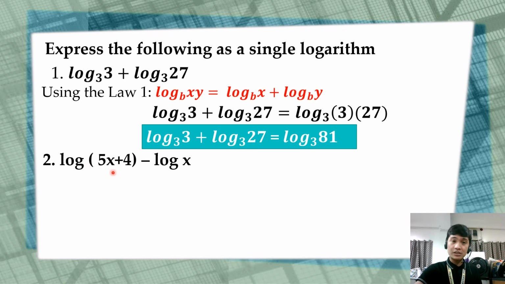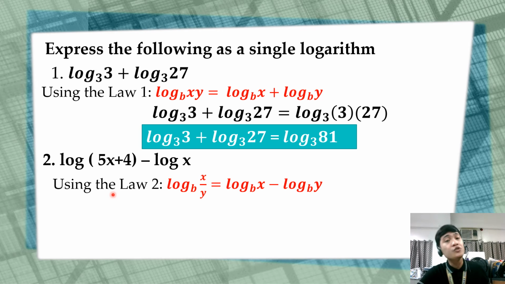Logarithm of quantity 5x plus 4 minus logarithm of x. So in this case, if you check our example number 2, we are actually getting the difference of two particular logarithmic terms. The mere fact that we are getting the difference of two particular logarithmic terms is actually a result of getting the quotient of two particular numbers or terms in logarithm.